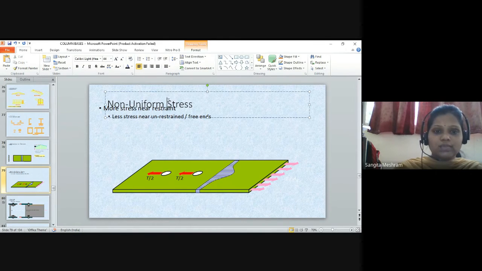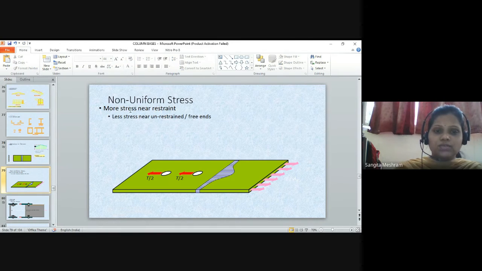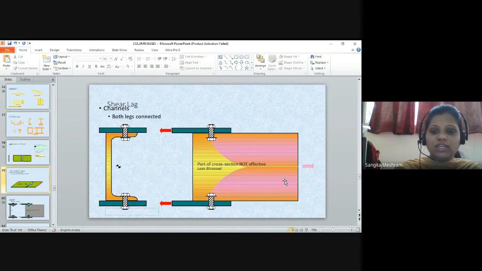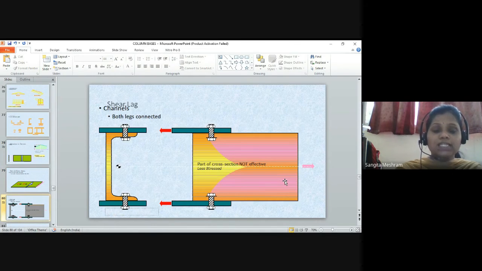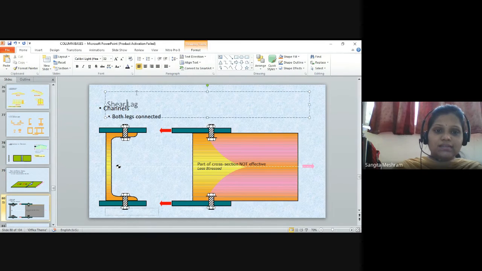Then the next point is non-uniform stress. More stress is near the restraint and less near the unrestrained, that is, the free ends. So stress is more near the restrained position and less at the free ends. In case of failure of a tension member, we have to consider this behavior of the member. Then shear lag. When we are designing the tension member, this shear lag width is also an important parameter while designing the member.